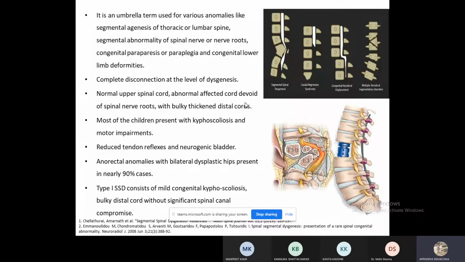Most of the children present with kyphoscoliosis and motor impairments, reduced tendon reflexes and neurogenic bladder, anorectal anomalies, with bilateral dysplastic hips present in nearly 90% of cases. Type 1 SSD consists of mild congenital kyphoscoliosis, bulky distal cord without significant spinal canal compromise. Ma'am, these are the various differential diagnoses for segmental spinal dysgenesis: caudal regression syndrome, congenital vertebral displacement, and multiple vertebral segmentation disorders.